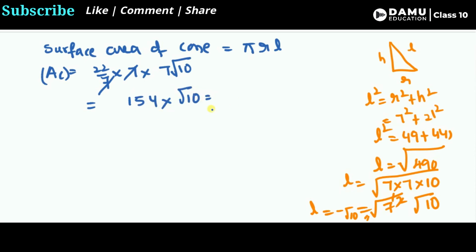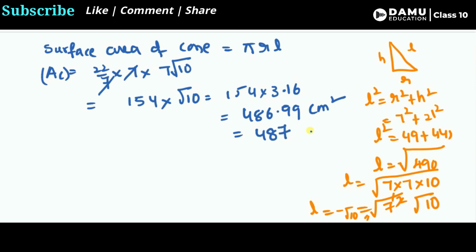What is the root 10 value? The square root of 10 is 3.16. So 154 into 3.16 is nothing but 486.99 centimeter square. You can take 487 approximately. So 487 centimeter square is the surface area of the cone.